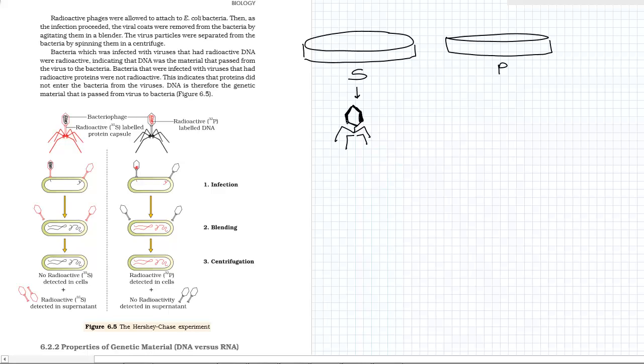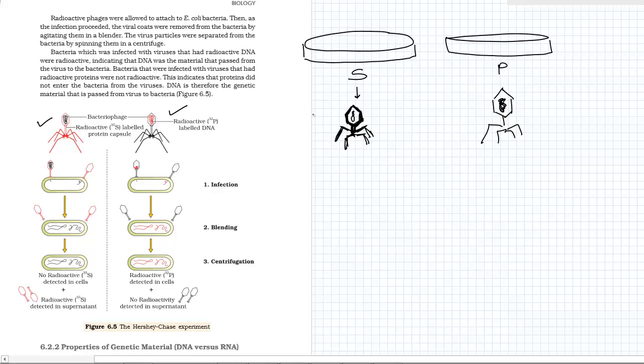Okay, all the outer covering, which is composed of protein, will be radioactively labeled. On the other hand, the bacteriophage that will come from the radioactive phosphorus plate, the genetic material inside the bacteriophage is going to be radioactively labeled. So, as you can see right here, we have two kinds of bacteriophage, one with the outer covering labeled radioactively, and one which will have the DNA labeled.